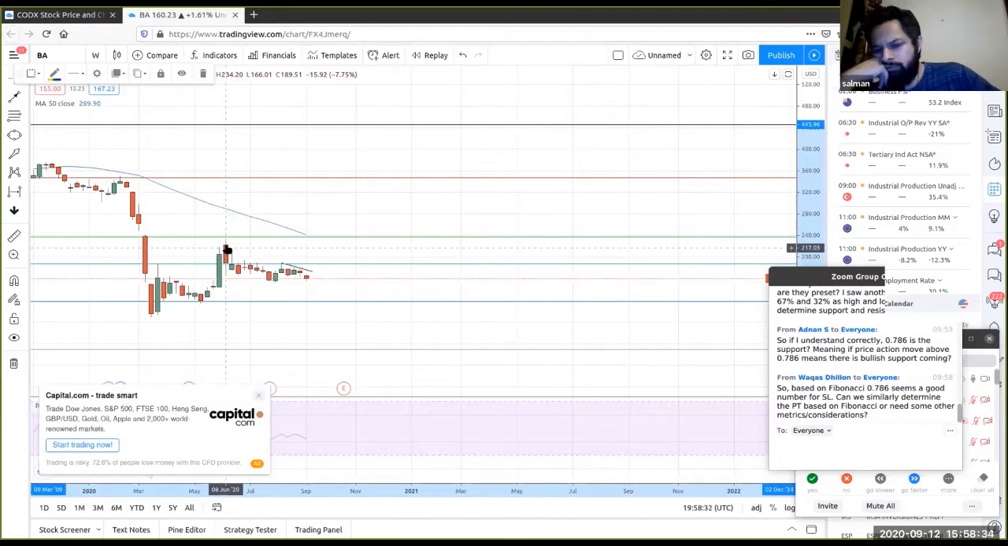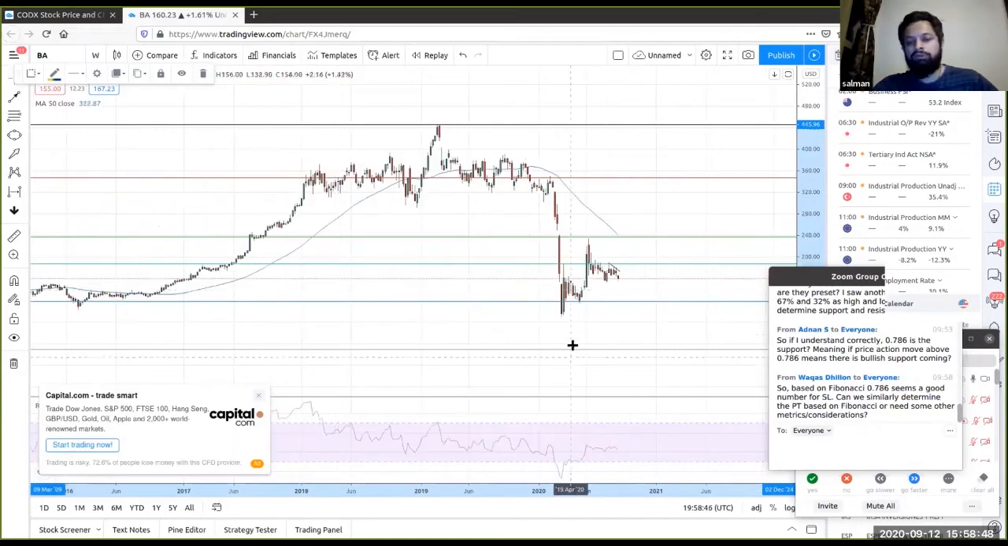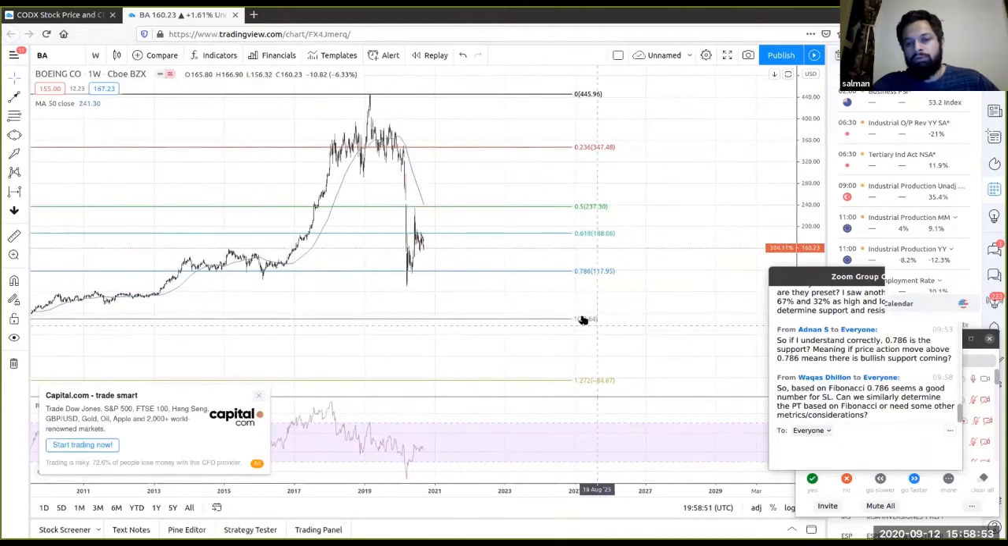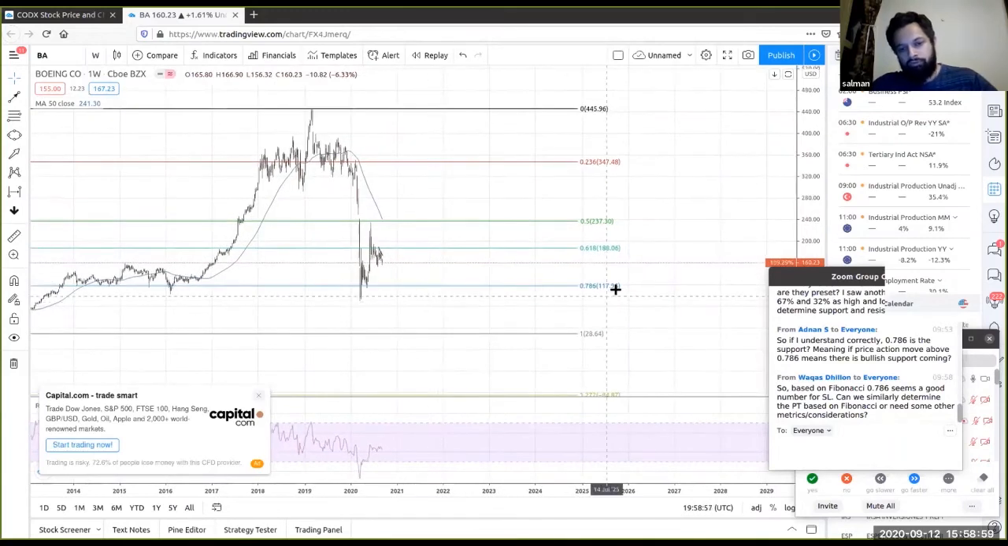Yes, so the question is, based on Fibonacci, 706 seems a good number for SL. It's not SL, because your SL should be below this level. If you're trading Fibonacci, your SL should be below 1. This is a weekly chart, so there's a big gap in the prices, but your SL should be this one. This is a good point to enter the trade, yes, but not SL. SL should be below this level.